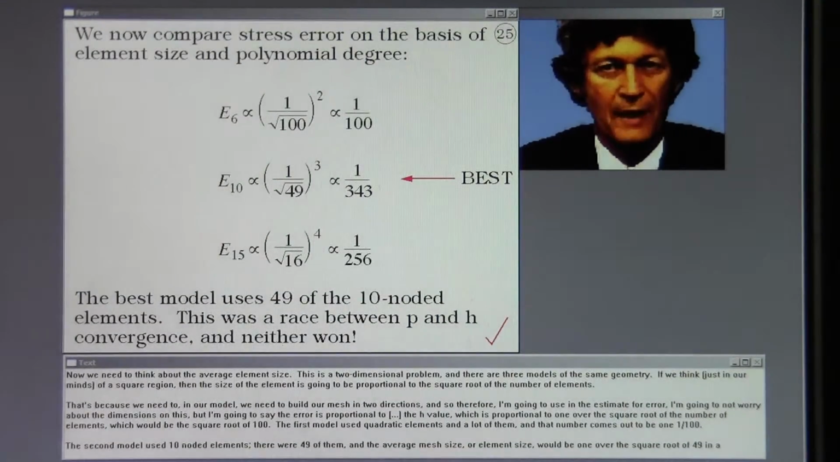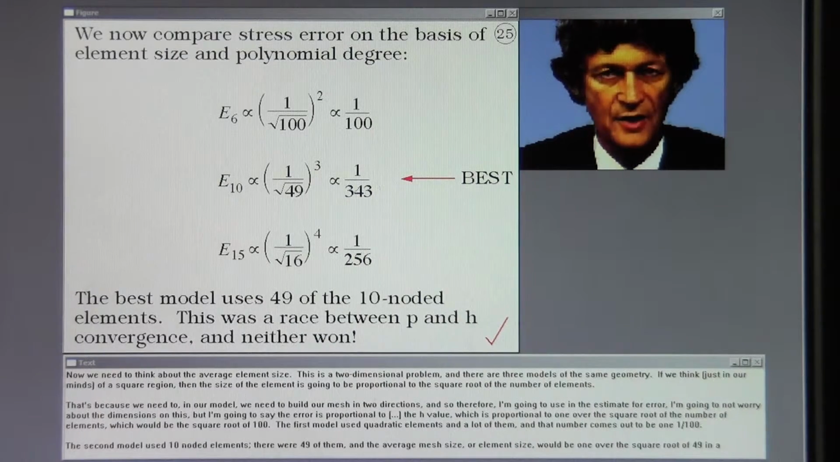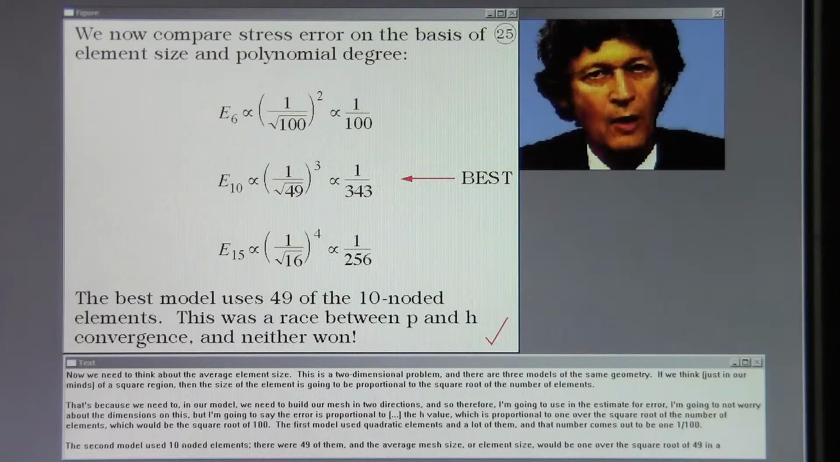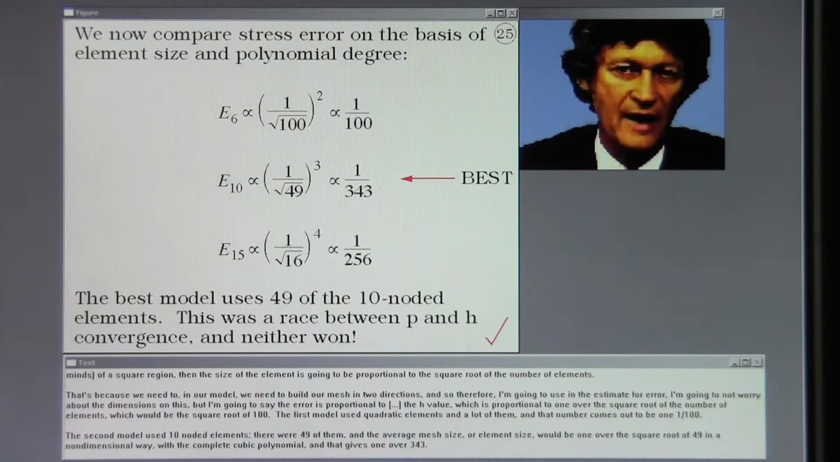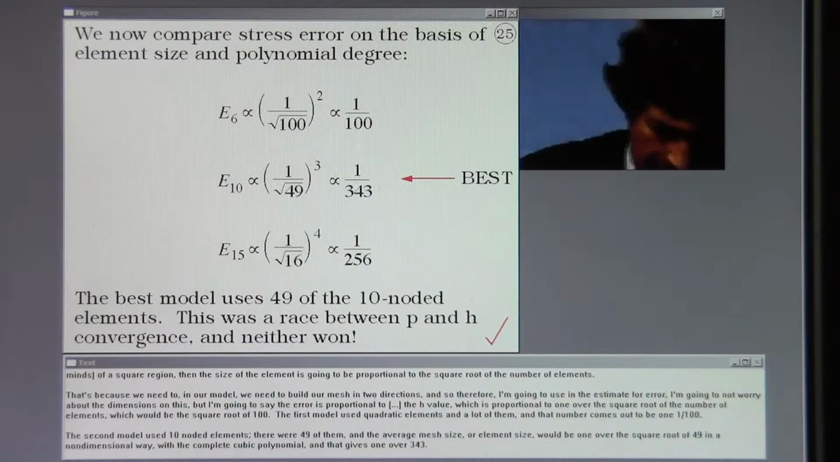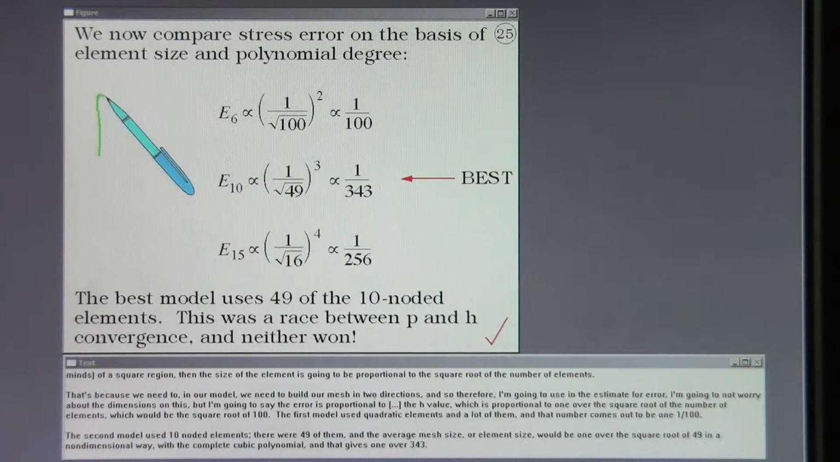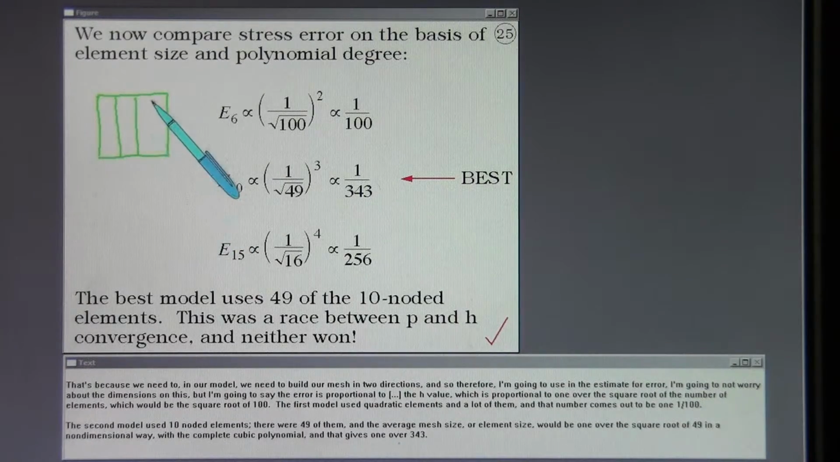Now we need to think about the average element size. This is a 2-dimensional problem, and there are 3 models of the same geometry. If we think just in our minds of a square region, then the size of the element is going to be proportional to the square root of the number of elements. That's because we need to build our mesh in 2 directions.